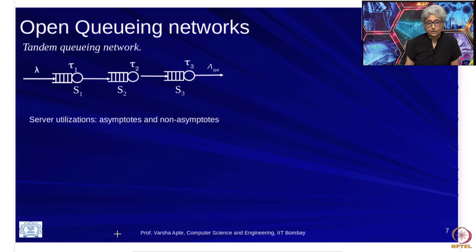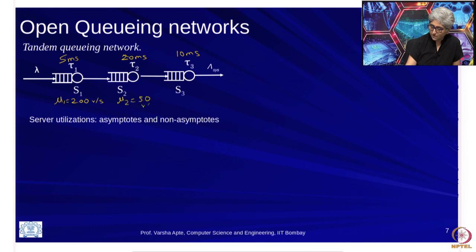Now, we can look at the server utilizations. Again, let us look at the non-asymptotes and the asymptotes. We can take the same examples. This is 5 milliseconds, this is 20 milliseconds, this is 10 milliseconds, okay, which means mu 1 is 200 requests per second, mu 2 is 50 requests per second, and mu 3 is 100 requests per second. So, what is the utilization going to look like?